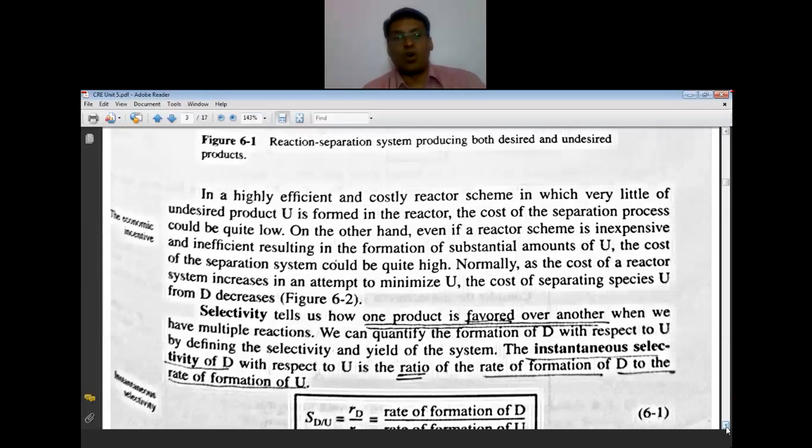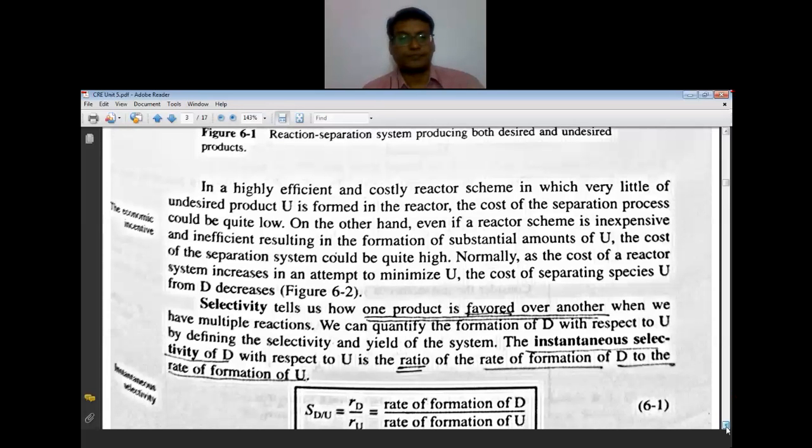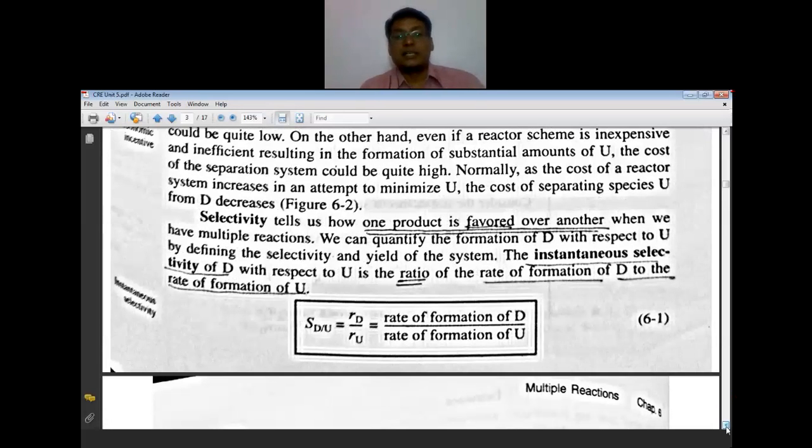Normally, as the cost of the reactor system increases in an attempt to minimize U, the cost of separating the species U from D decreases. Okay. Then what is selectivity? Selectivity is of more concern.